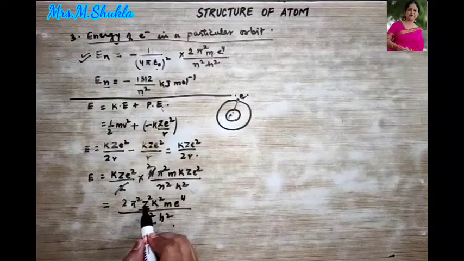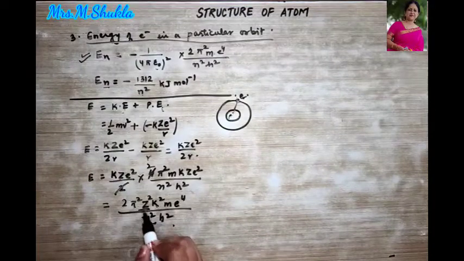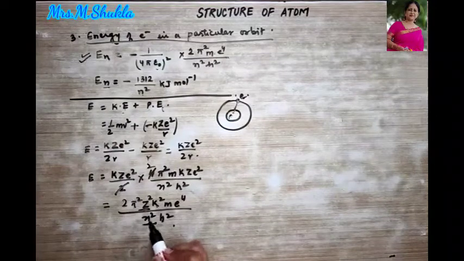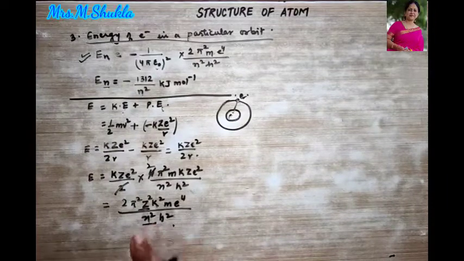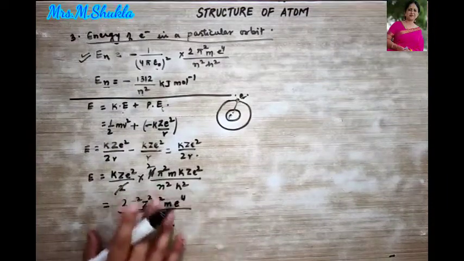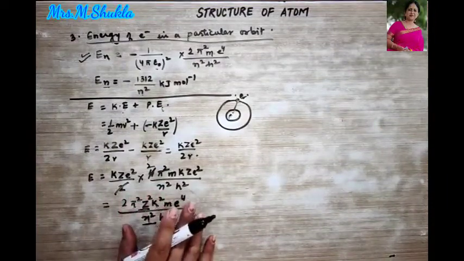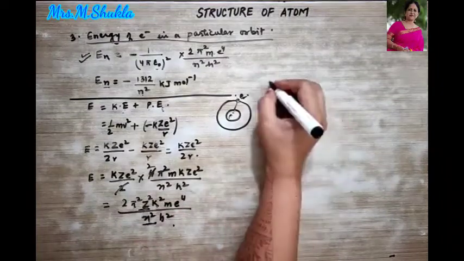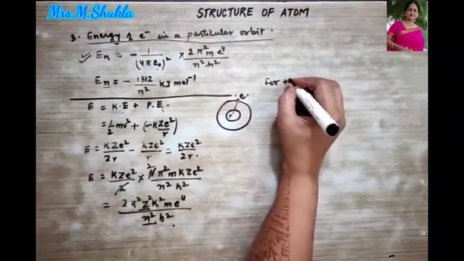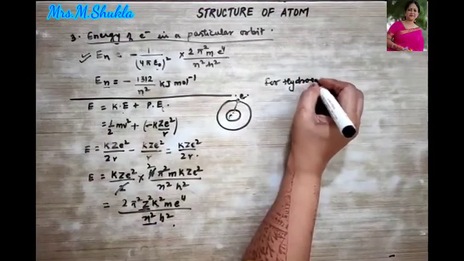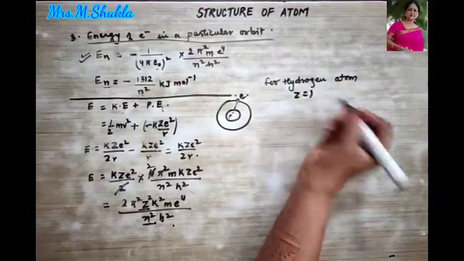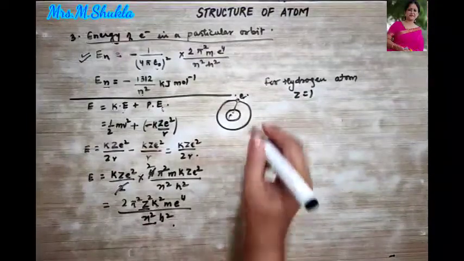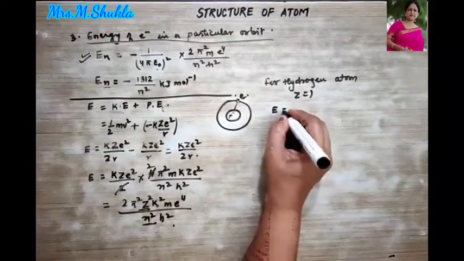We only don't know what is z square, what is z, and what is n. Clear? Therefore, I said that z and n are the only two variables. The rest are all constants. So now for the hydrogen atom, we know Z is equal to 1. So what will be the energy then?